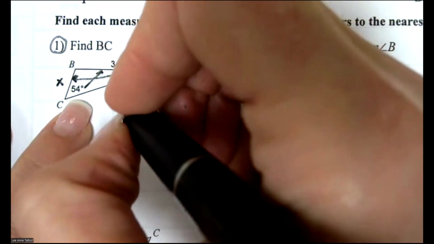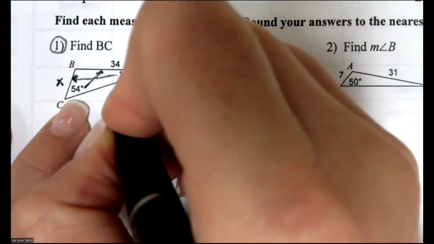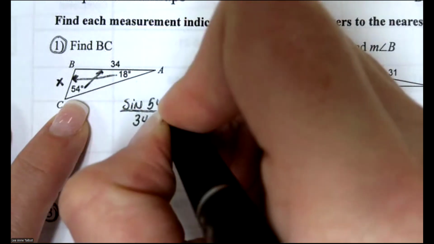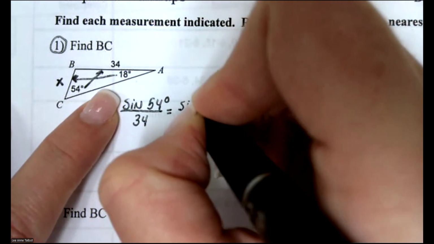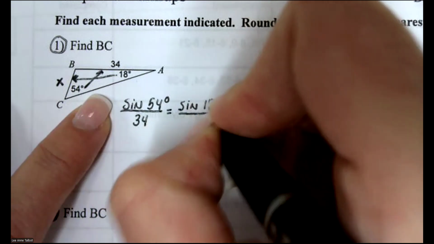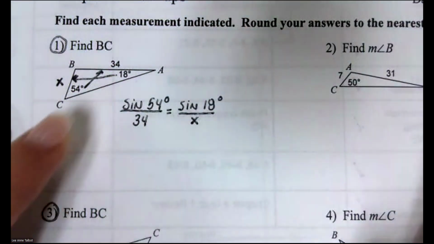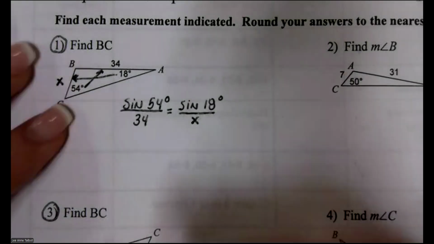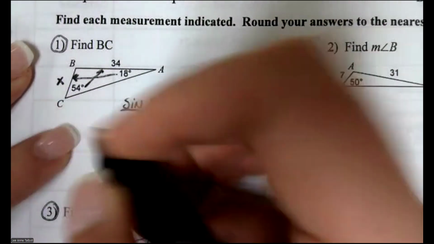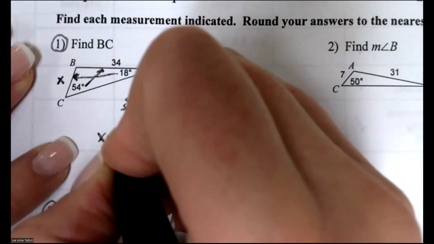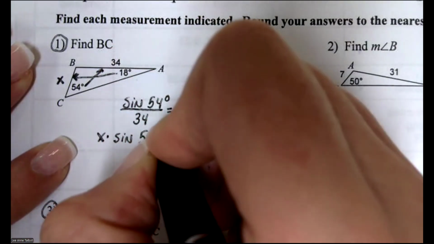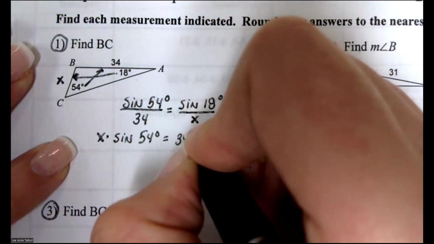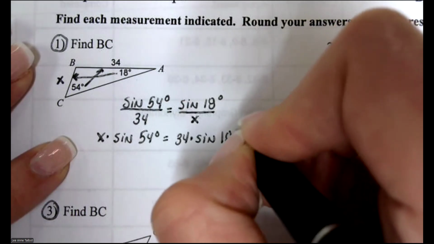So I'm going to start with the 54. Sine 54 degrees over the side across equals sine of 18 degrees over the side across. Okay, and now we cross multiply. So I'm going to start with these two because of the X. So X times sine 54 equals 34 times sine 18.